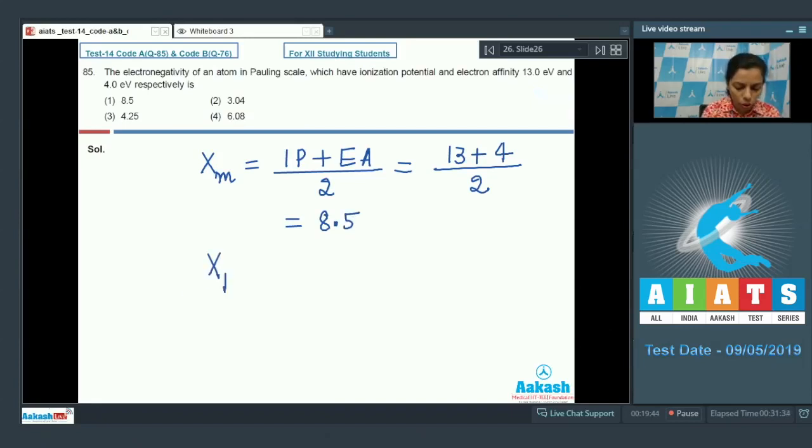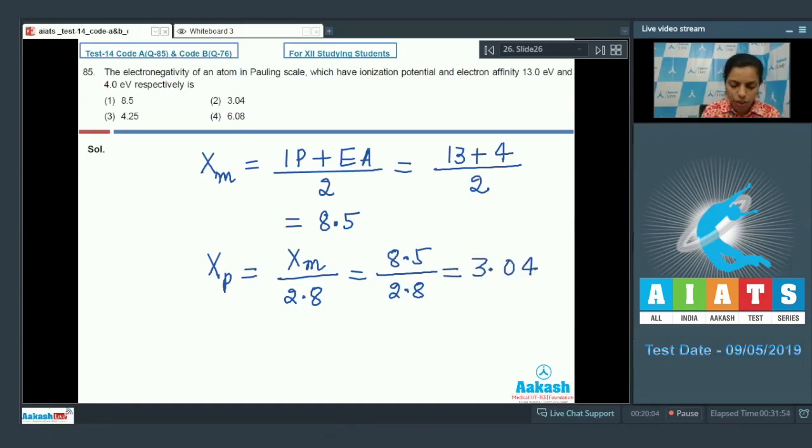Now, the electronegativity on the Pauling scale is equal to the electronegativity on the Mulliken scale divided by 2.8. So, 8.5 divided by 2.8 is equal to 3.04. And if this is the value, definitely option 2 is the correct answer that you can easily mark here.